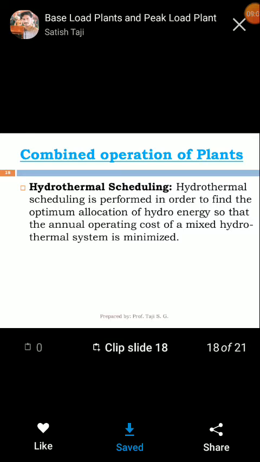Combined operation of plants: hydrothermal scheduling. Hydrothermal scheduling is performed in order to find the optimum allocation of hydro energy so that the annual operating cost of the mixed hydrothermal system is minimized.